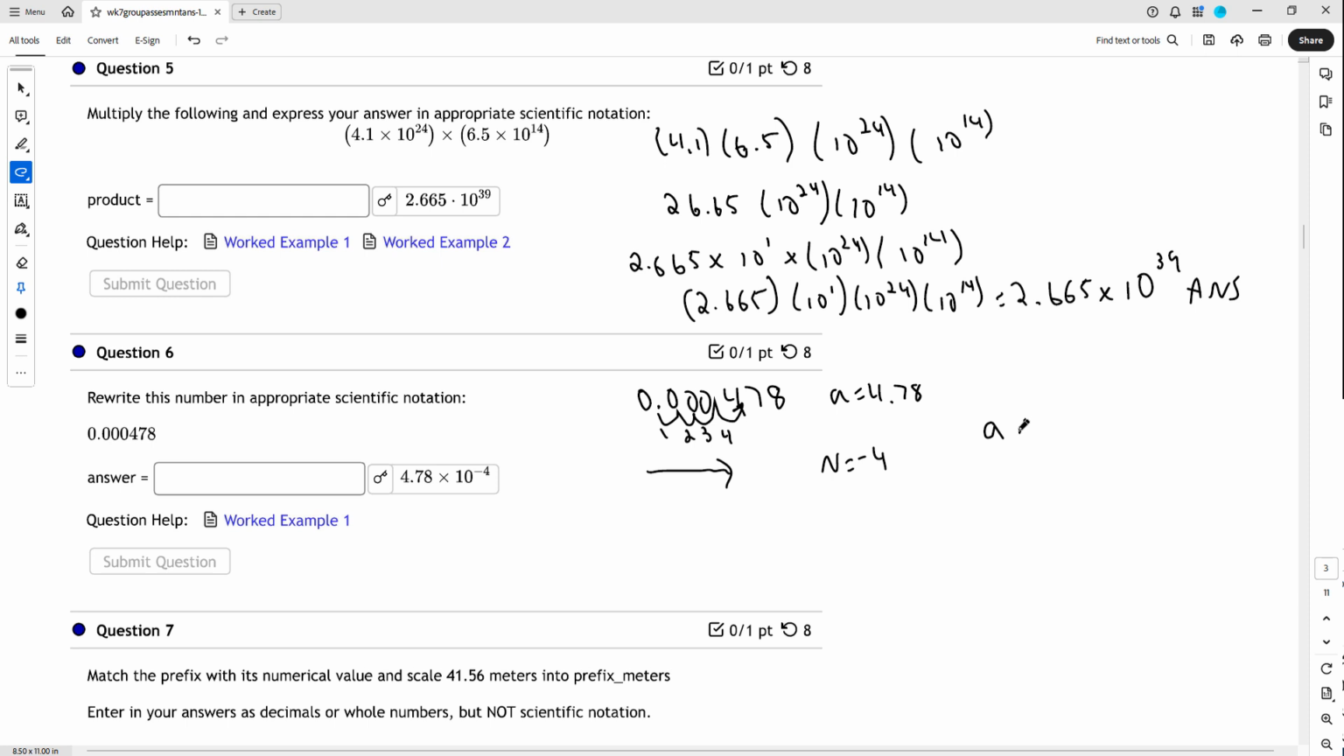You have A times 10 to the n. You're going to have 4.78 times 10 to the negative 4. And that's your answer. Next one here.